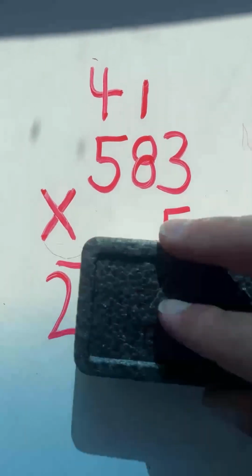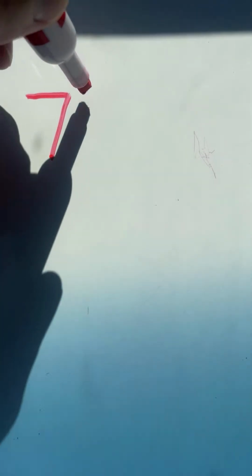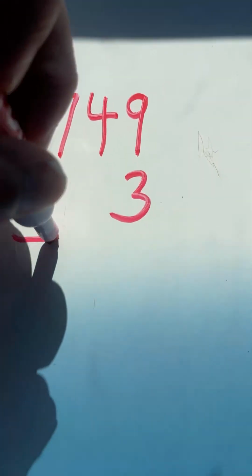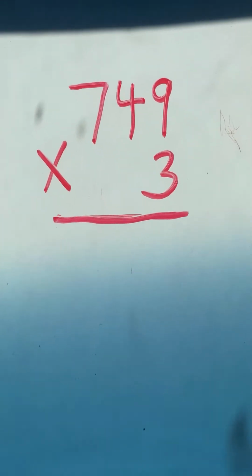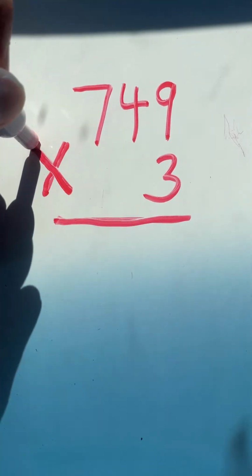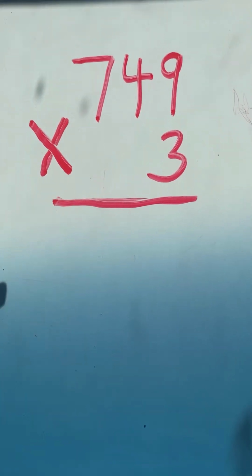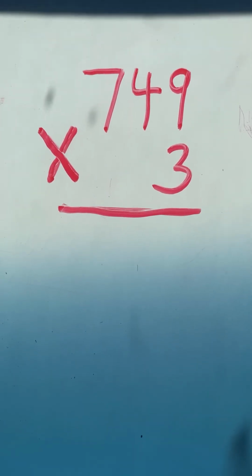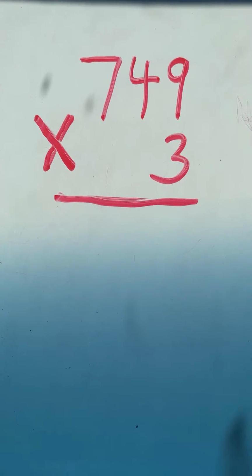All right, moving on to the next example. 749 times 3 is our next example problem. So again, we're going to start in the ones place. 9 times 3 equals 27. We are regrouping because our product is more than 10. 10 or more, we have to regroup.